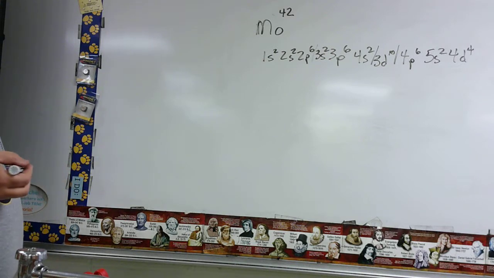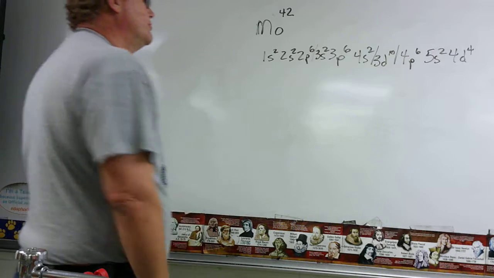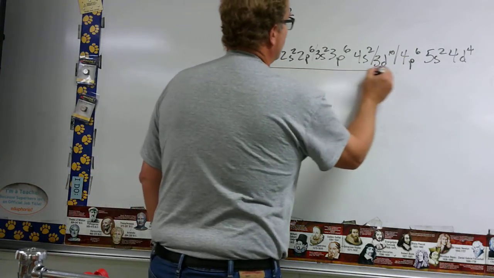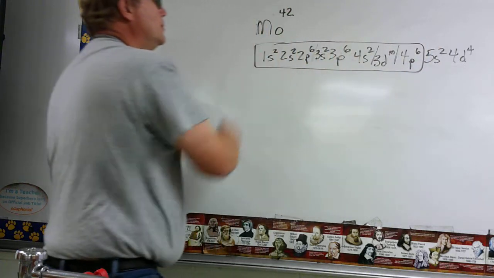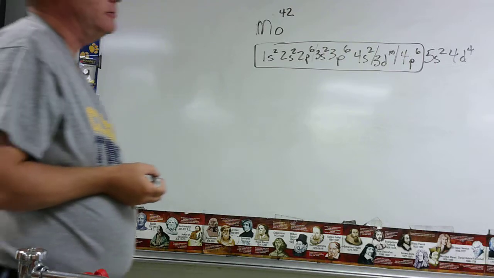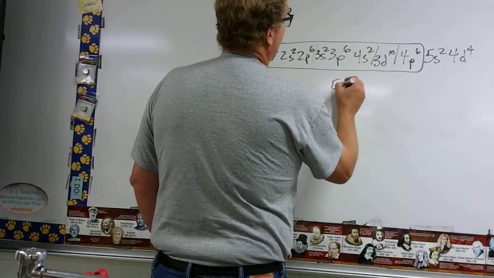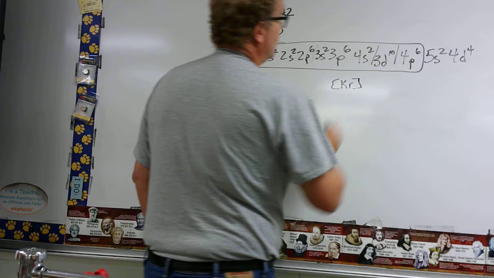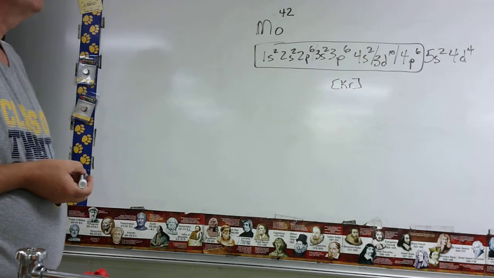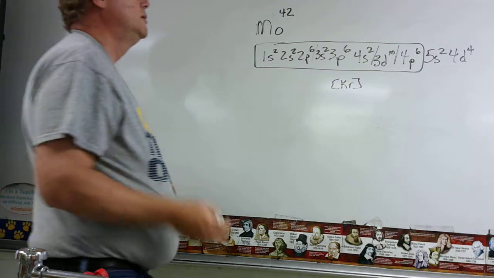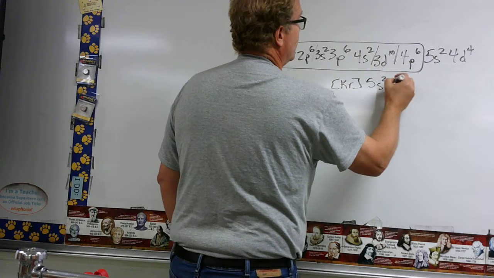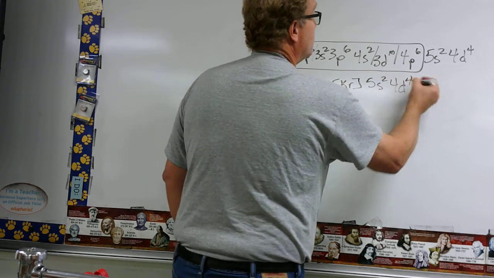Now let's go ahead and do a noble gas configuration. Well, again, I noticed that they're the p6s. So that one is going to match up to an actual element, which is Kr, which I put in brackets. I don't put Mo in brackets, it's going to be the noble gas. Again, it's a shortcut. And then I'm going to put the leftovers. 5s2, 4d4.